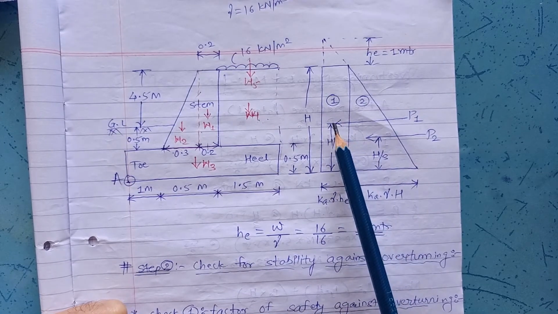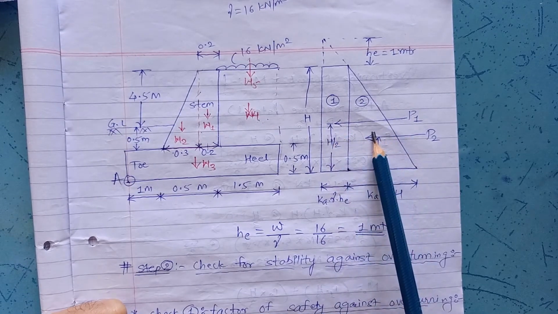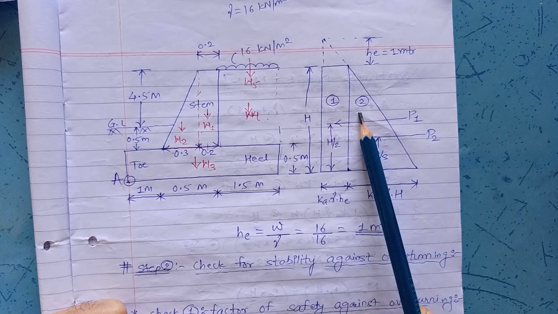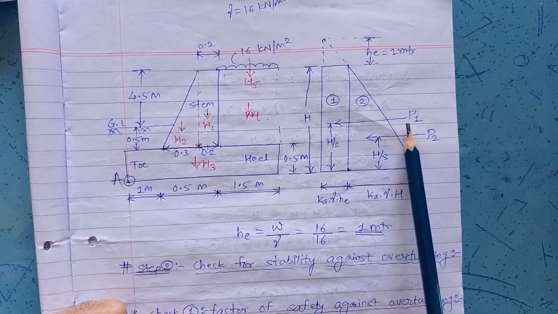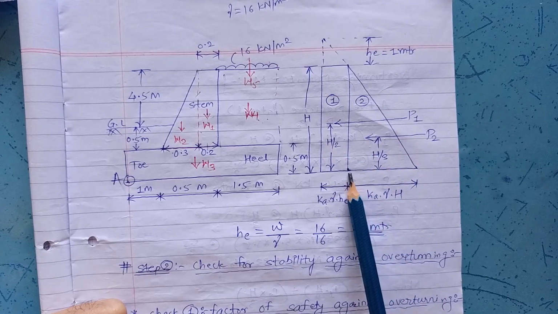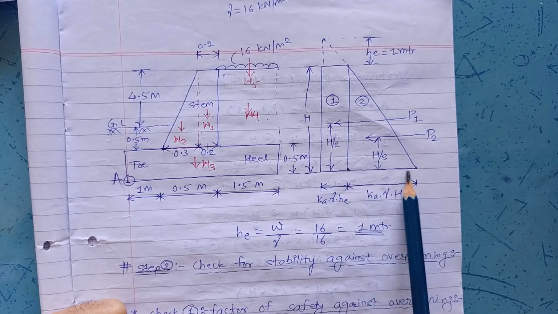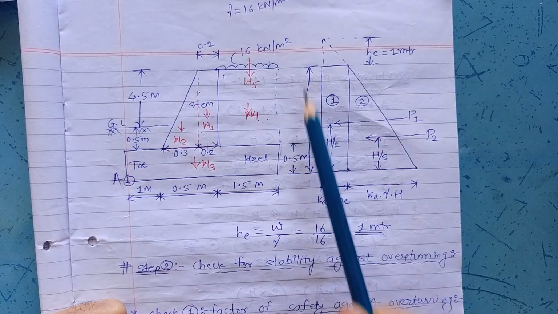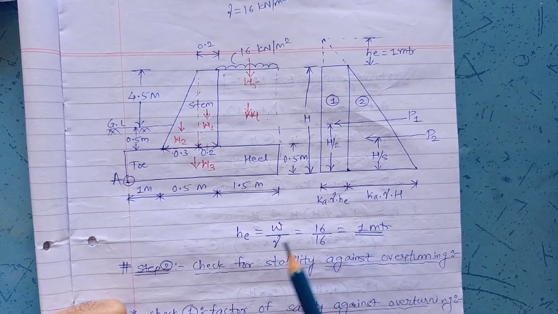Now pressure acting will be here due to two components, this rectangular and triangular component. P1 will be due to rectangular component and P2 will be due to triangular component. P1 will be acting at H by 2 and P2 will be acting at H by 3. Now base for this triangular component will be Ka into gamma into H. Ka is nothing but active earth pressure coefficient. Gamma is nothing but unit weight of soil, and H is nothing but total height of the retaining wall, where He is nothing but ratio of W divided by gamma, where W is nothing but surcharge intensity and gamma is nothing but unit weight of soil.